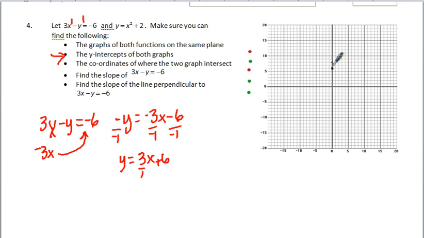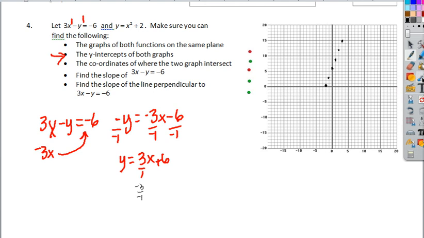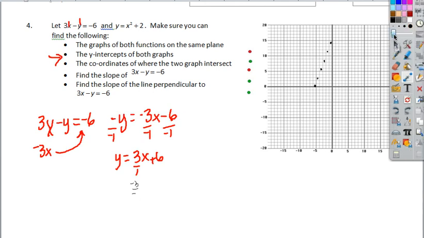Rise 1, 2, 3, run 1. Rise 1, 2, 3, run 1. And you can also reverse it. You can do negative 3 over negative 1 as a slope. So down 3 and left 1. Down 1, 2, 3, left 1. Now you can graph your line. Let me get a really skinny little line here. I'll do my lines in purple.